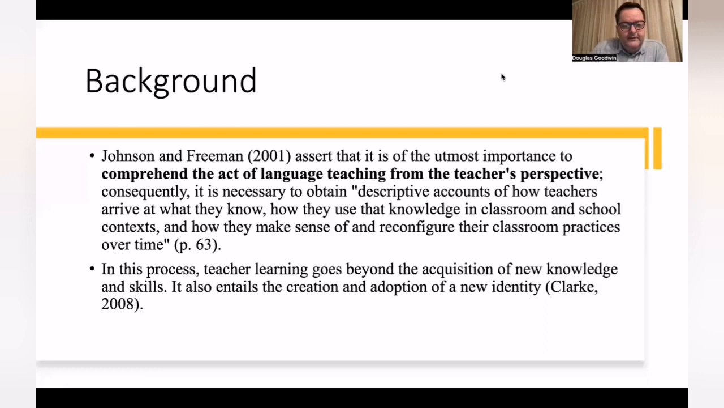Hi, folks. Good to see everybody. Let me give a quick little rundown here of the background of our presentation, our research. We're focusing on how important it is that we look at language teaching from the point of view of the teacher's perspective. So it is necessary here to obtain descriptive accounts from our research subjects and how they arrive at what they know and how they apply it in their classroom and make sense of and reconfigure their own practices over time. In our process here, teacher learning goes beyond the acquisition of new knowledge and skills, and it entails the creation and adoption of a new identity.